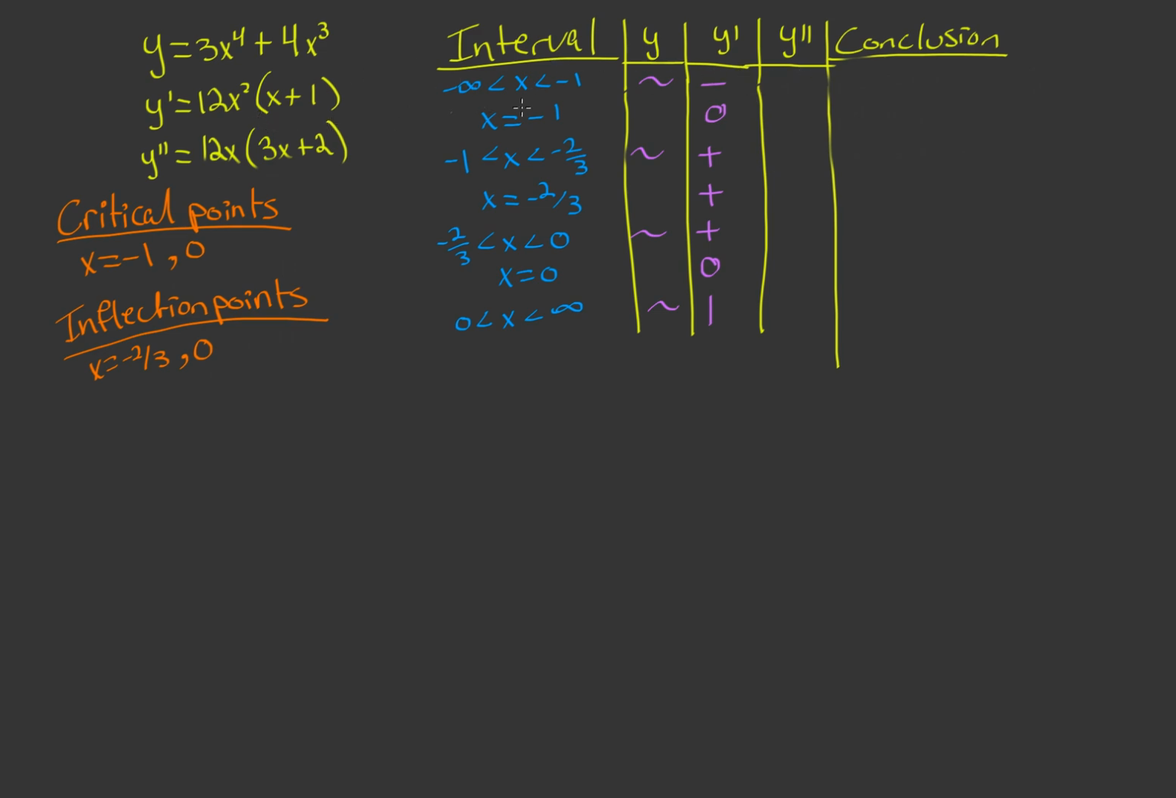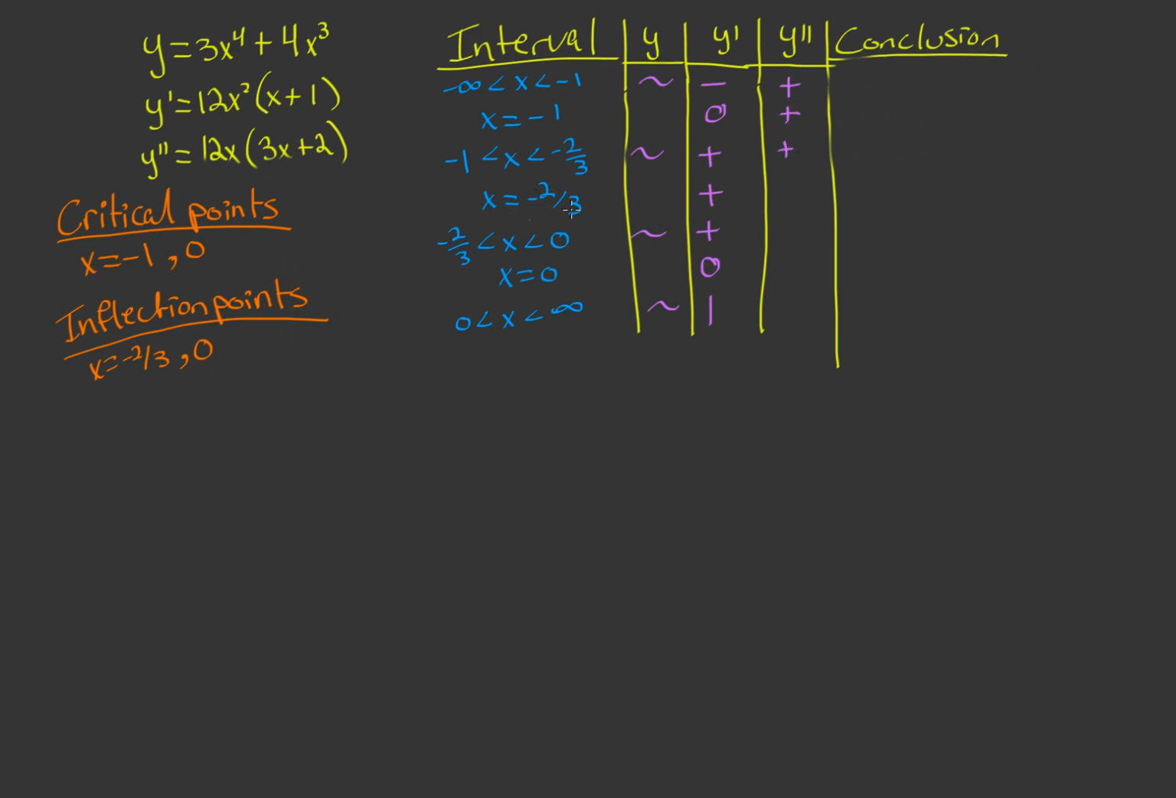So for y double prime, whenever x is less than -1 goes to negative infinity, we have a negative times a negative, which gives us positive. Then at -1, we still have a negative. We still have a negative number overall, so we get also another positive. When x is less than -2/3 but greater than -1, we still have a negative here, and we still have a negative here up until -2/3 is what we'll see. So this will be a positive, right?